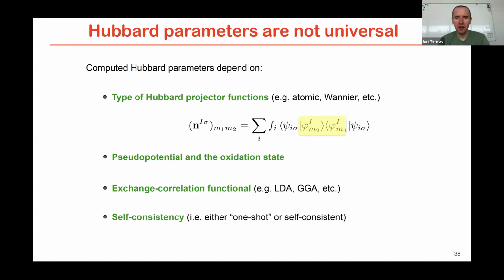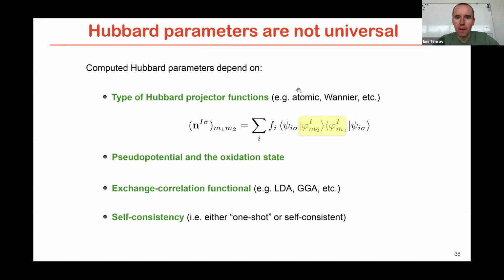And then again, even if both colleagues use the same code, the same projectors, the same pseudopotential, but you use LDA plus U and your colleague uses GGA plus U, you'll have different U again. So it depends on many technicalities. You need to be careful. Many people confuse and forget about it.